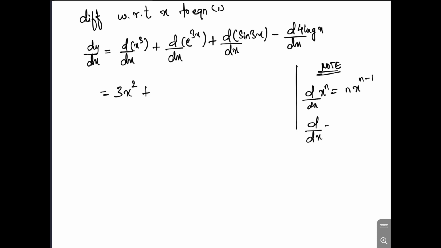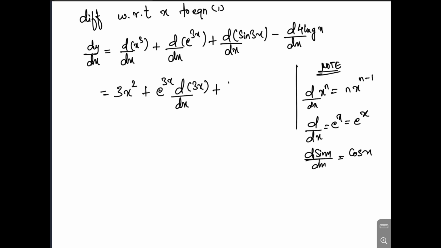differentiation of e raised to x is e raised to x itself. So here differentiation of e raised to 3x is e raised to 3x, and we need to apply the chain rule here, 3x, plus differentiation of sin x is cos x. So cos 3x. Again we need to apply the chain rule.